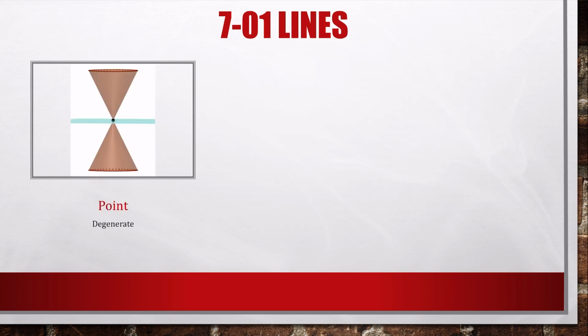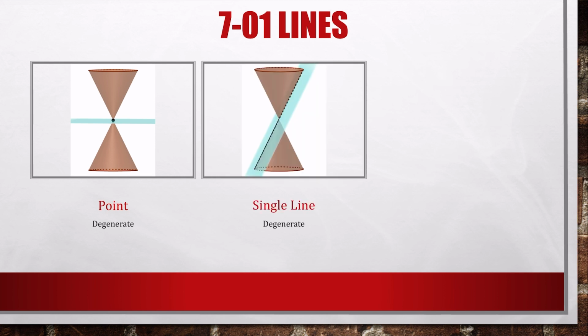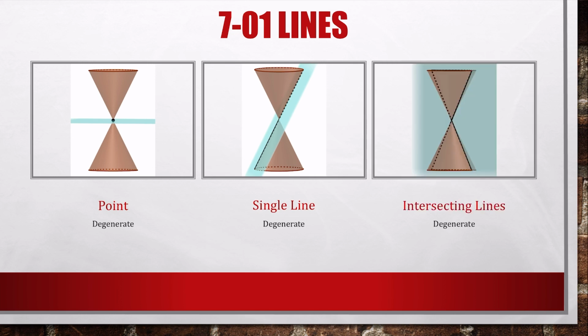And then we get the degenerate conic sections: a point, just where the plane intersects the point of the cone. Or a single line when the plane is tangent to the side of a cone. Or intersecting lines when the plane goes through the center of the cones along the axis of the cones. Today we're looking at the lines.